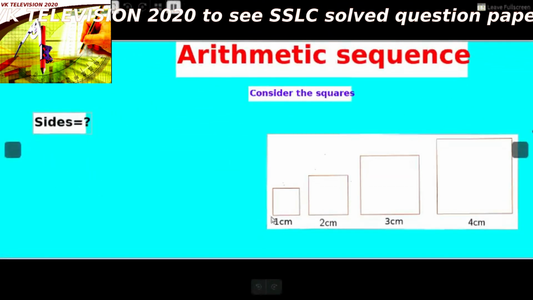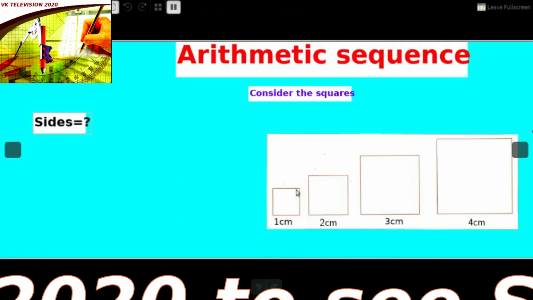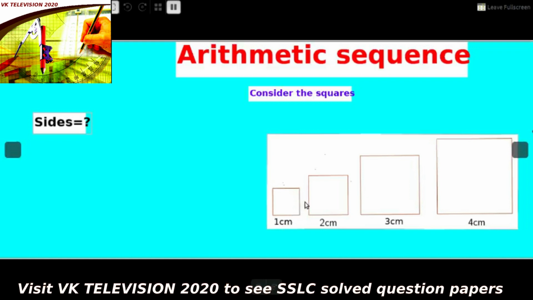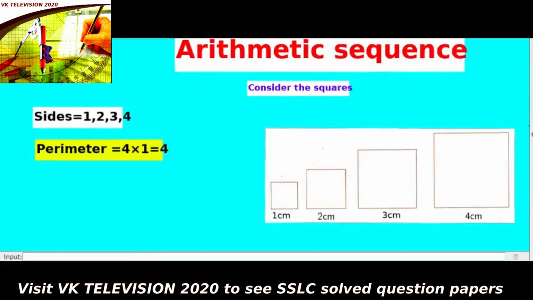We first consider the square of side length 1 centimeter. 1 plus 1 is equal to 2. 2 plus 1, 3. 3 plus 1 is equal to 4. So the perimeter of the first square is equal to 4 centimeter. Okay, perimeter of the first one is 4 into 1 is equal to 4 centimeter.